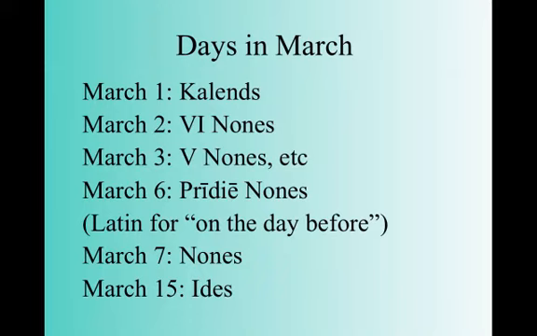The day after March 1st, the calends, was not called the day after the calends. Rather, you were always counting down to the next benchmark. So March 2nd was the 6th before the nones. The day before the nones, March 6th, was called pridie nones, Latin for on the day before the nones. March 15 was the Ides.